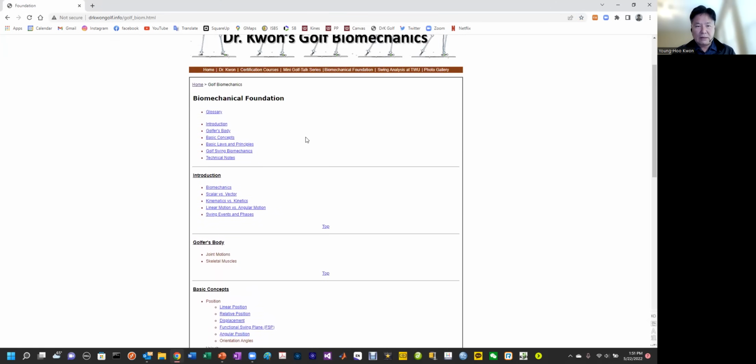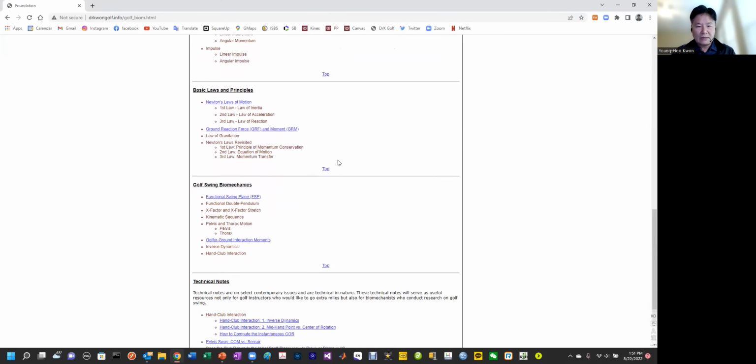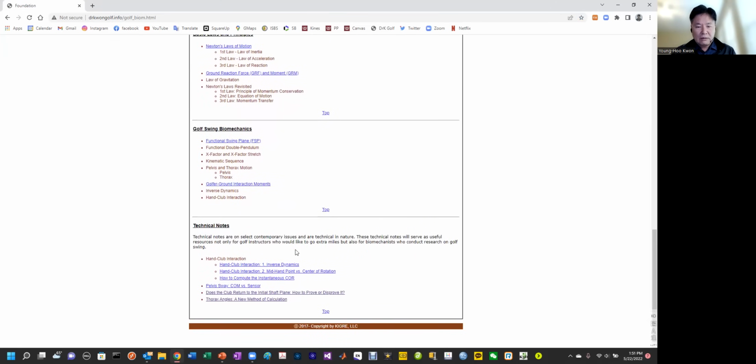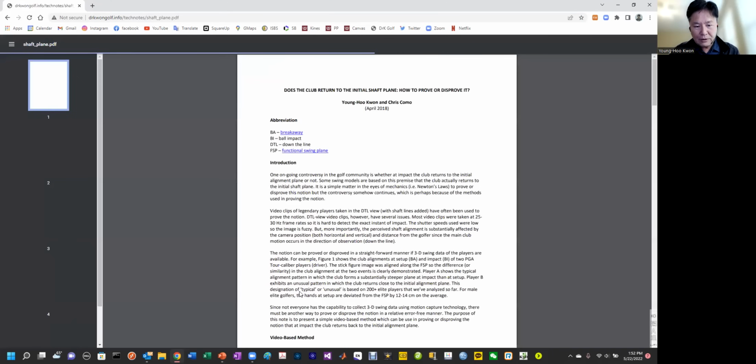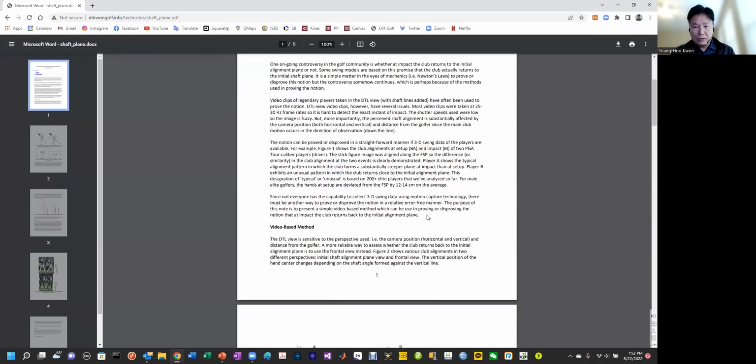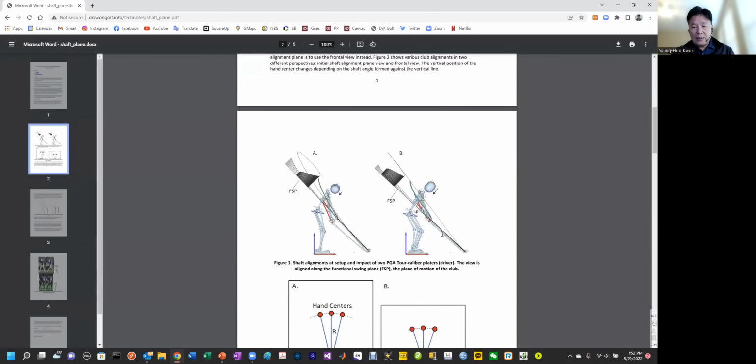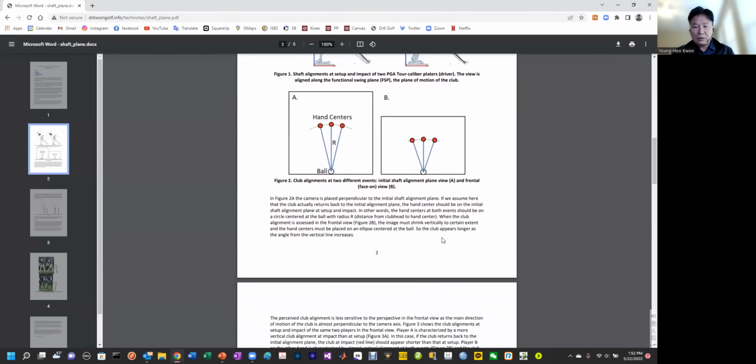Pay a visit to this page and look at some of these things. When you scroll all the way down, you will see a section called technical notes. One of them, the second last one, is: does the club return to the initial shaft plane? How to prove or disprove it? If you click this one, it will show a short article, and here the procedure is explained.